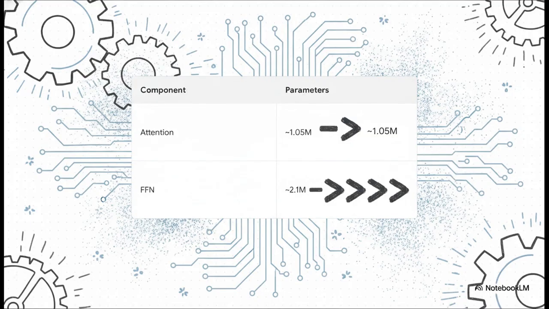Now, surprisingly, this pretty unglamorous independent processing step actually holds roughly 2/3 of the total learned weights in every single layer. The attention mechanism uses about 1.05 million parameters per layer to gather information, but the feed-forward network uses over 2.1 million parameters just to process it.